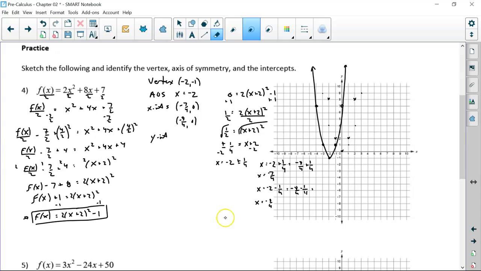And to find my y-intercept, once again, y equals 2 times 0 plus 2 squared minus 1. 0 plus 2 squared is 2 squared, which is 4, times 2 is 8, minus 1, so y equals 7. So it's at 0, 7 for the y-intercept. And we could see that from the graph, but don't forget you can always find them algebraically. Let's go to another one.